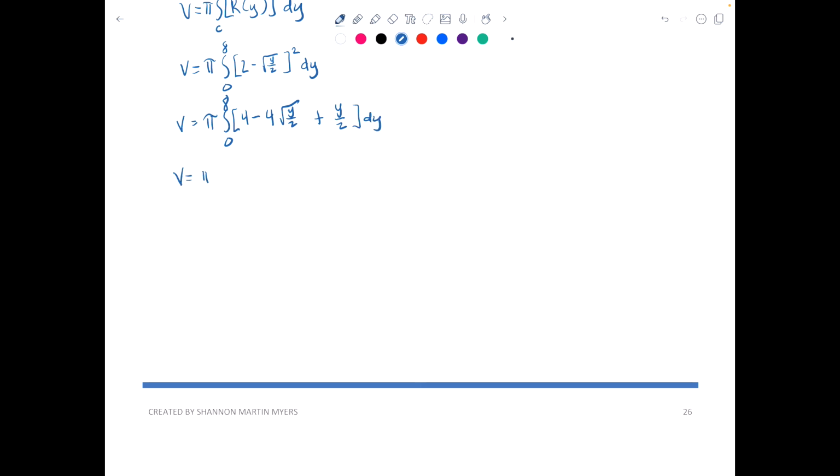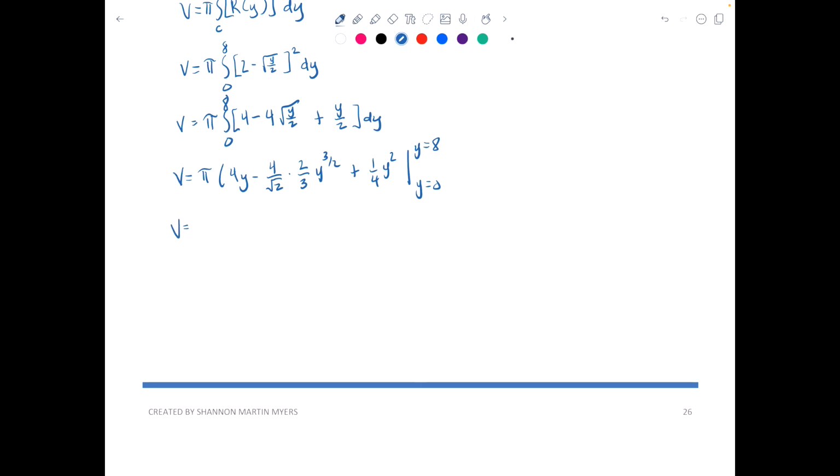And continuing, we'll have pi times, now we'll integrate, we'll have 4y minus 4 over the square root of 2, y to the 1/2. When you increase that power by 1, you get 3/2. So when you divide by 3/2, you can flip and multiply by 2/3, and then we'll have y to the 3/2. And then y, we'll have 1/2 times y squared over 2, which is 1/4 y squared. That's going from y is 0 to y is 8. So hopefully you can see that that lower limit of integration will be 0.